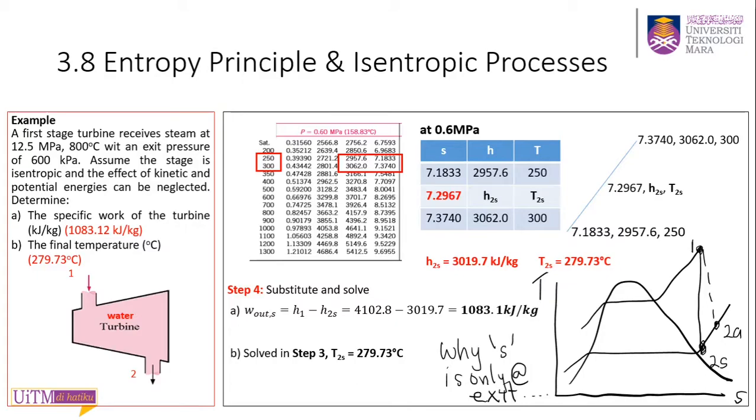If there is an actual process involved, then we can label a state 2a. Now, remember, for an ideal process, the entropy will remain constant. And for an actual process, the entropy will always increase.